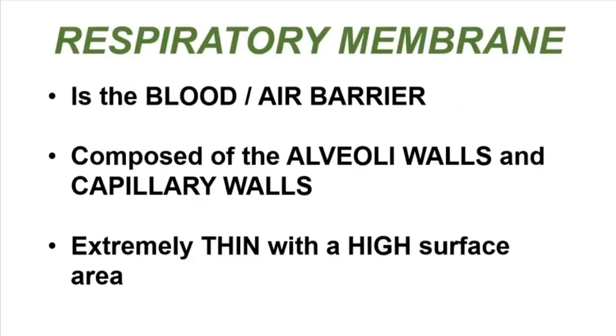So we see that the respiratory membrane is the structure that exists between the blood in the alveolar capillaries and the air that is in the alveoli. So therefore it represents the barrier that respiratory gases have to cross in order to be exchanged. We see that it is composed of the walls of the alveoli as well as the walls of the capillaries that are surrounding those alveoli. It is extremely thin and has a high surface area. And as far as thinness goes, it's about 0.5 micrometers in diameter, which, if you recall, a red blood cell diameter was on average about 7 micrometers or so. So that means that it's about 14 times thinner than the diameter of an erythrocyte.